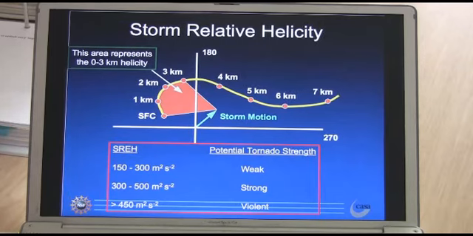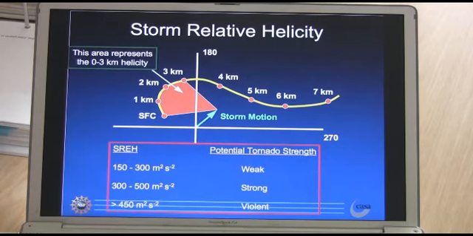Okay, now what do we mean when the numbers get larger? What does that mean? Well, we'll look at that here in just a second, and I'll give you a real-time quiz to see if you can come up with the best situation for, say, a strong tornadic storm. So that's how you get helicity.